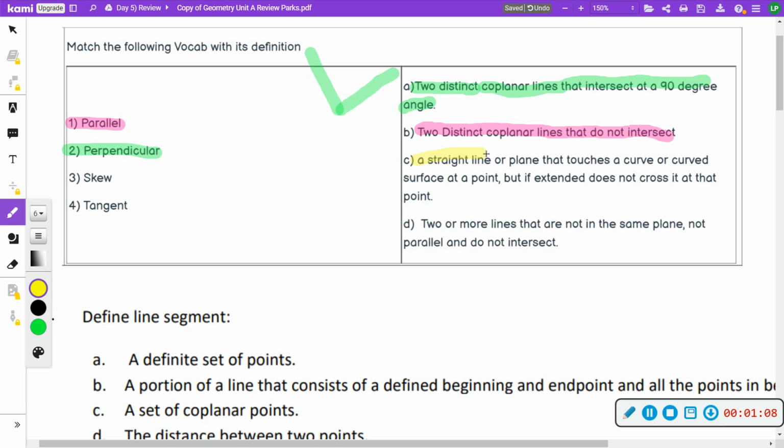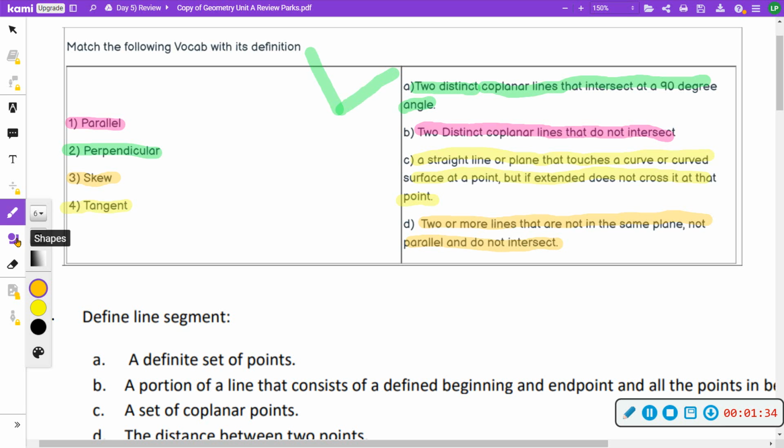What about if you have a straight line or a plane that touches a curve or curved surface at a point, but if extended does not cross it at that point? That's the definition of tangent. And then what if you have 2 or more lines that are not in the same plane, not parallel, and they still don't intersect? That's what we call skew.